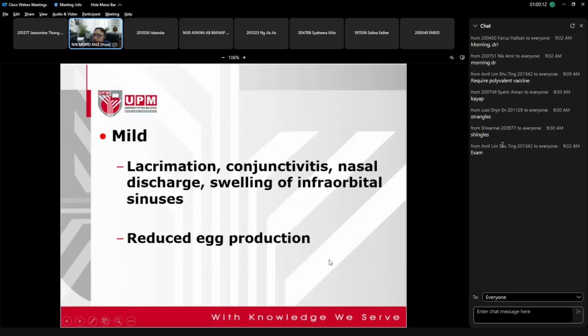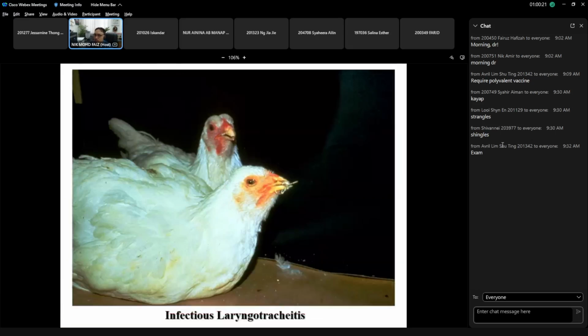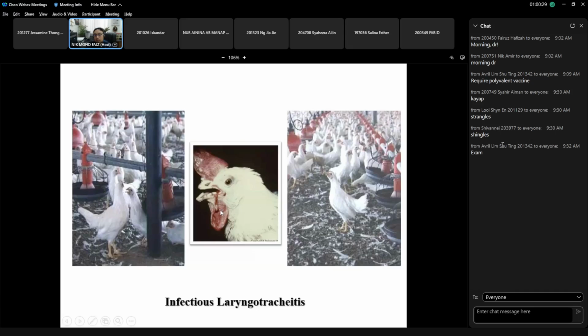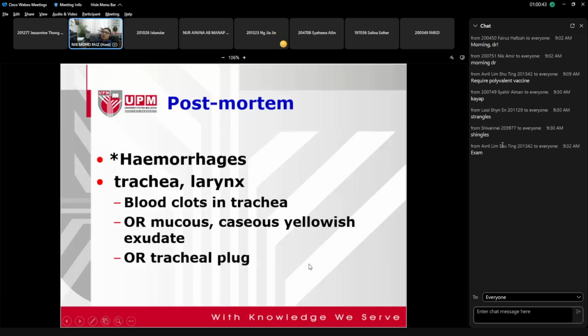In mild form, lacrimation, conjunctivitis, nasal discharge, and swelling of the infraorbital sinuses, as well as reduced egg production. Okay, infectious laryngitis. This is how they look. Kalau you pergi farm, kadang-kadang dia extend their neck macam ni. Dia bernafas macam tu. And then bila dia exhale, darah keluar ke mulut. Darah keluar.